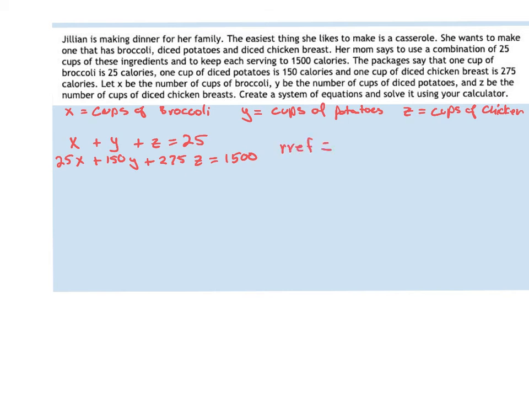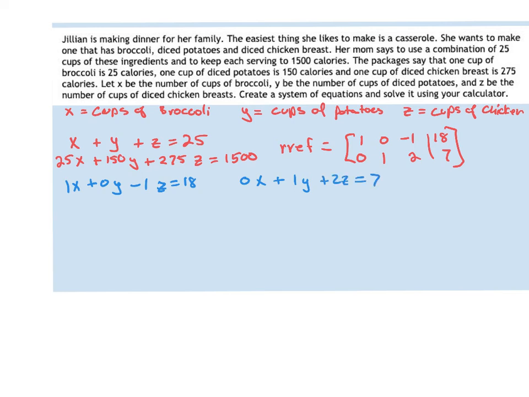When you put this in your calculator, you're going to get the RREF matrix of 1, 0, -1, and 18, and then 0, 1, 2, and 7. So let me write an equation using these two. We'll have 1x plus 0y minus 1z is equal to 18, and then 0x plus 1y plus 2z is equal to 7.